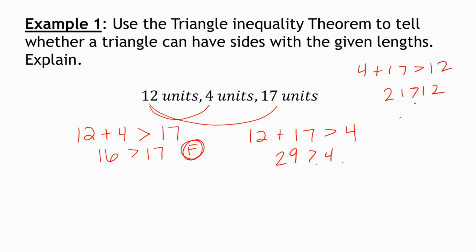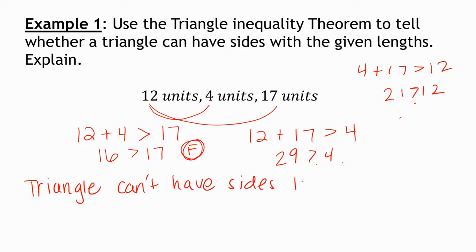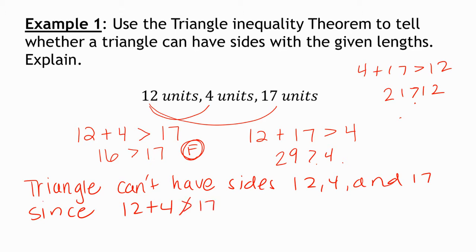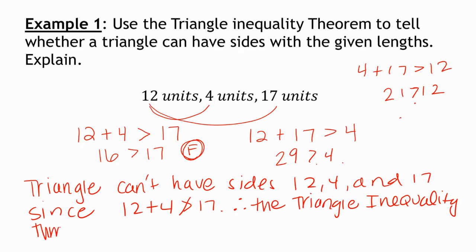So use the triangle inequality to tell whether the triangle can have sides with the given length. A triangle can't have sides 12, 4, and 17 since 12 plus 4 is not greater than 17. Therefore, remember those three dots, the triangle inequality theorem failed.